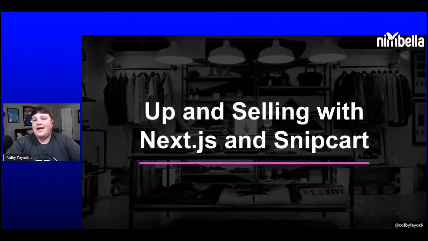So we're going to spend some time actually getting a real store up and running. We're going to walk through starting from scratch with a new Next.js app. We'll then add Snipcart so that we can let our customers actually buy stuff. But before we do, let's talk a little bit about e-commerce and the Jamstack.